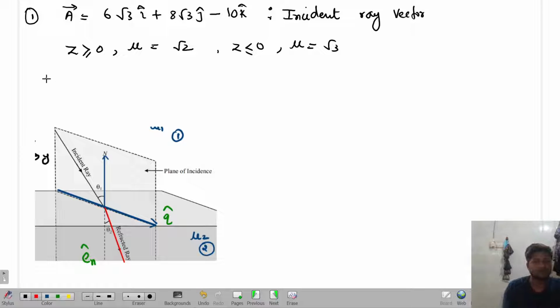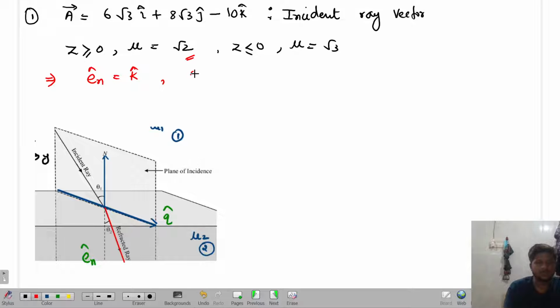First thing, where is the direction of normal? n cap represents the direction of normal. It is along the positive z direction. Yes or no? Look over here. For z equal to 0, you are given the refractive index. For z less than 0, you are given the refractive index of the material. So that means the z axis is along the normal. So normal is represented by k cap. Got it or not?